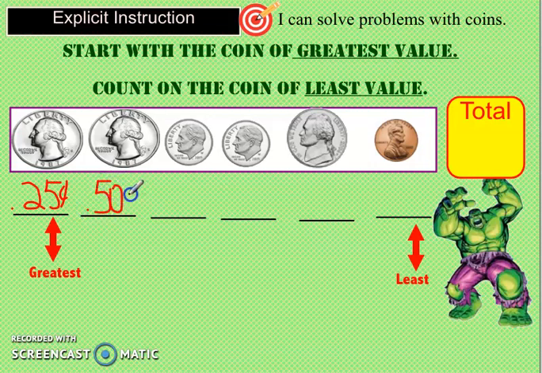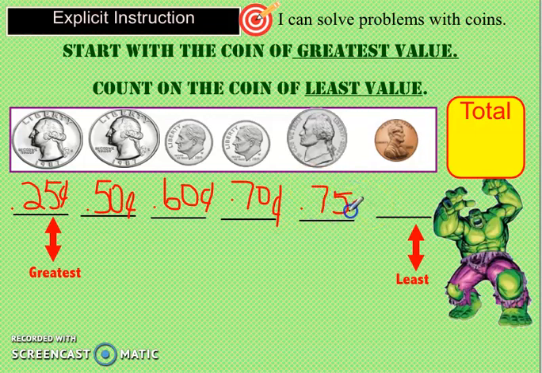Remember, 2 quarters is always 50 cents. I always like to remind my students, you have 1 quarter 25, 2 quarters 50 cents, 3 quarters 75, and 4 quarters is $1. That's always a good way to remember that. So 50 cents plus our dime right here would be 60 cents. Plus another dime right here would be 70 cents. Plus our nickel right here. Our nickel is worth 5 cents, so that would be 75 cents.